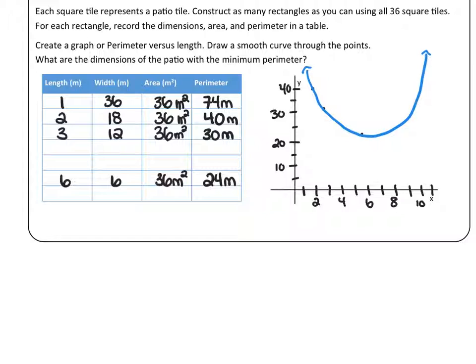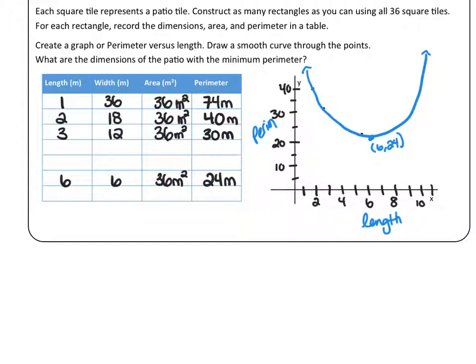Okay, so if you filled in the chart and did your perimeters, you'll notice all of the areas are the same, but the perimeters are different. And you'll notice that it is the 6 by 6 one that's 36 meters squared but has a perimeter of 24. And then if you do the graph, you'll notice here at 6 and a perimeter of 24. So this is the perimeter here and the length.